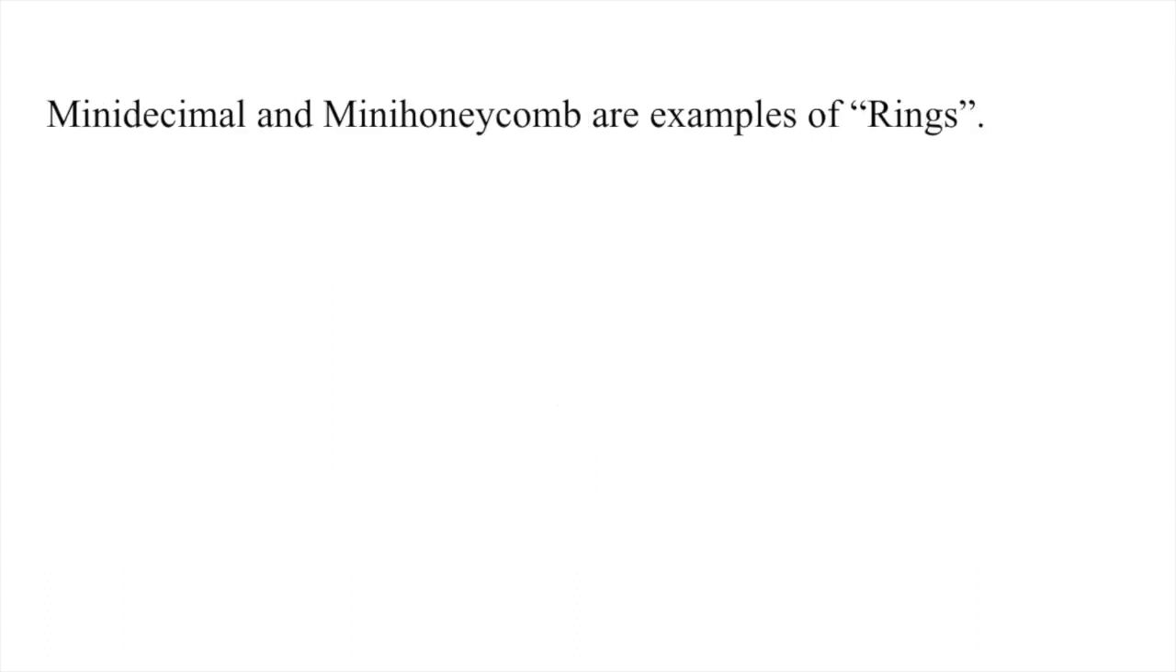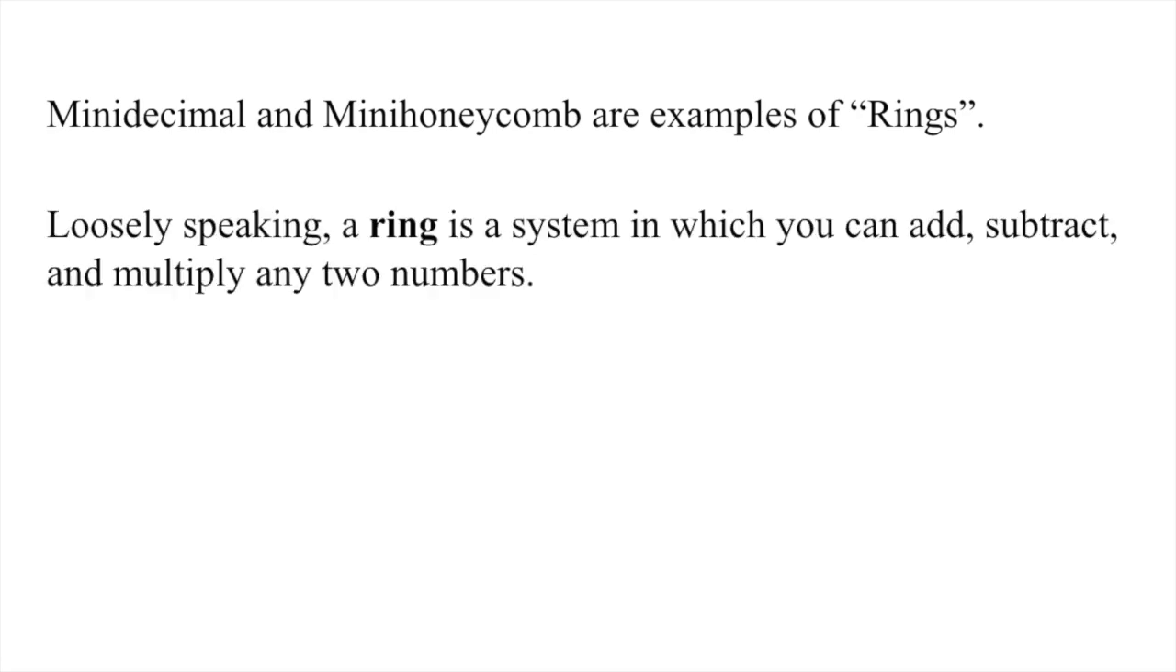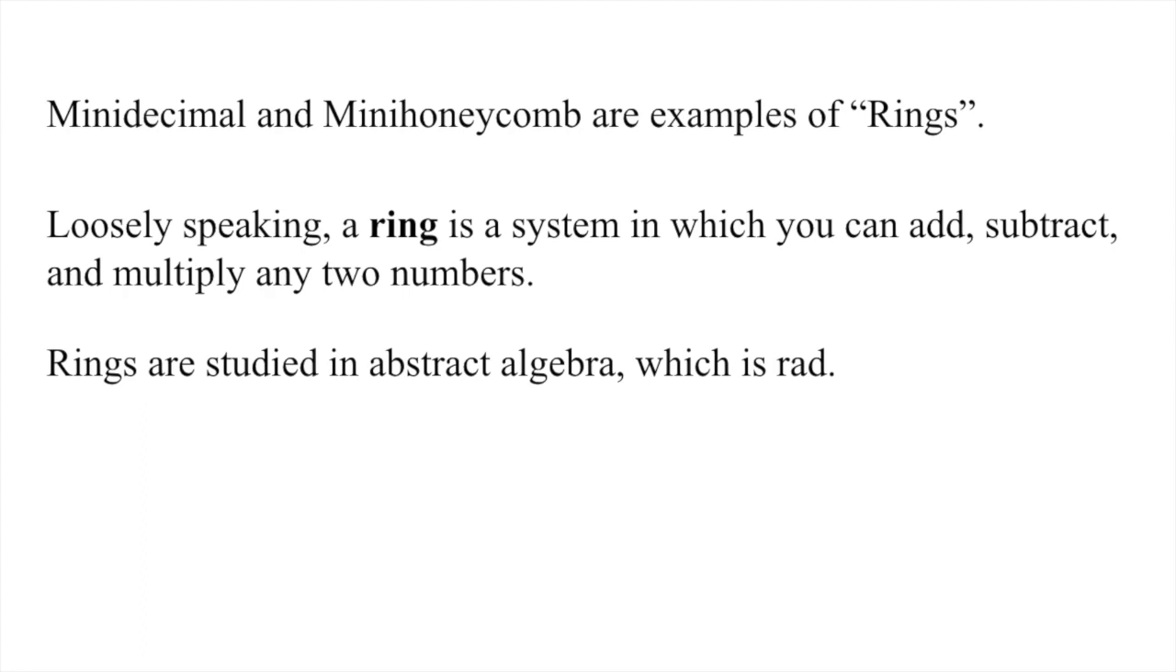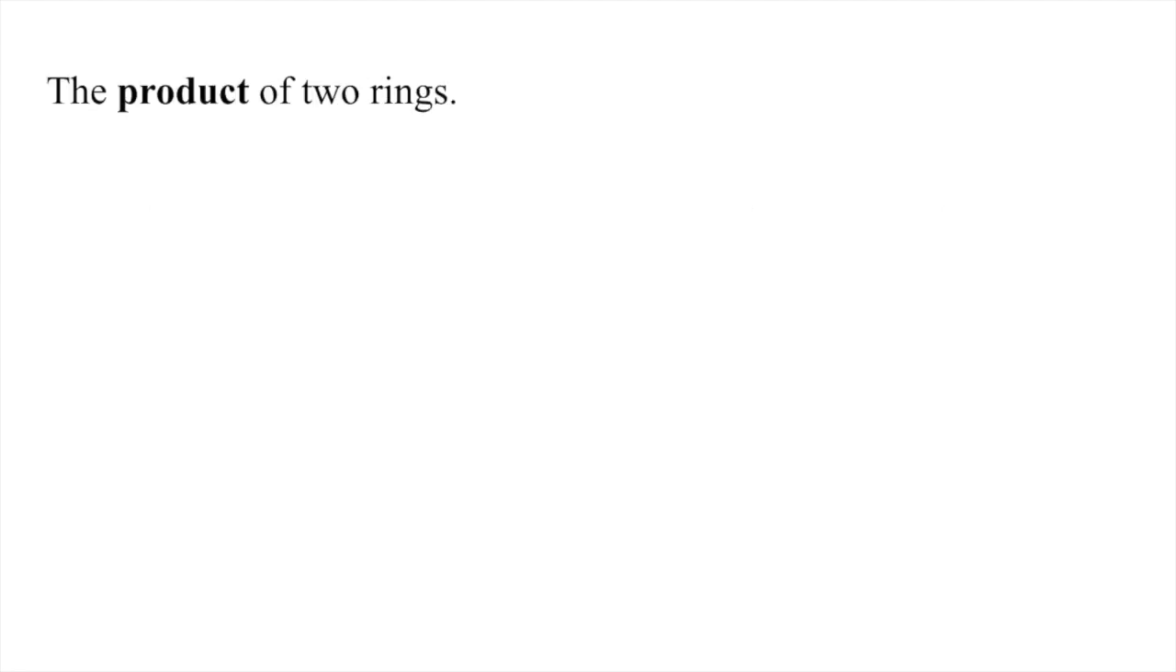Now, Minidecimal and Minihoneycomb are examples of what are called rings. Loosely speaking, a ring is a system in which you can add, subtract, and multiply any two numbers. Rings are studied in the mathematical field of abstract algebra, which is really cool. Not only is it really cool, it's also really large, and we have all sorts of concepts and theorems from abstract algebra. In particular, I want to steal one concept from abstract algebra, that is, the product of two rings.